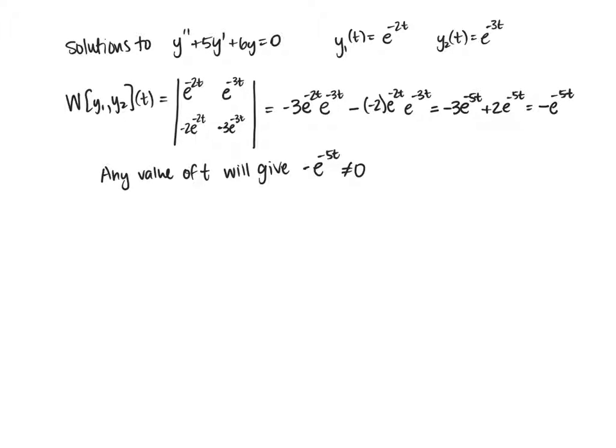Because I know the graph of this thing is going to look like this kind of a thing. So it actually has an asymptote there at 0, so it's never going to be 0. So thus, this y1 and y2 are linearly independent.